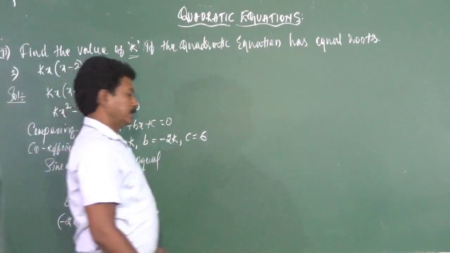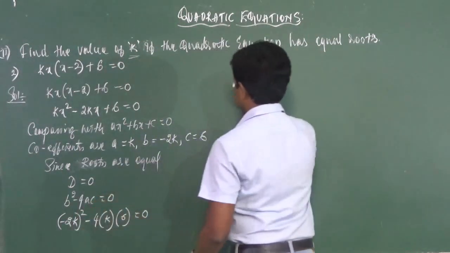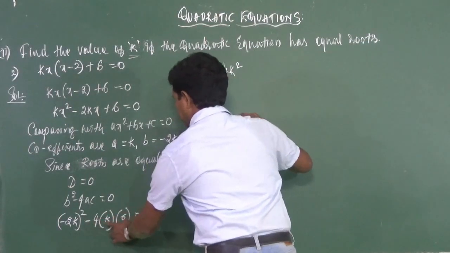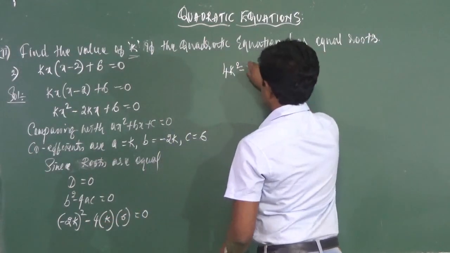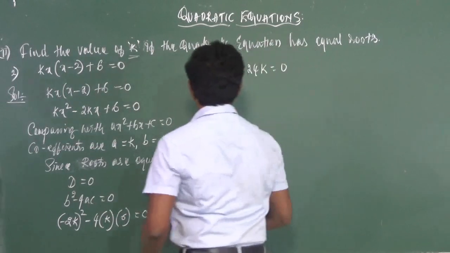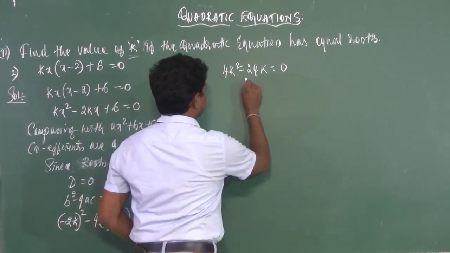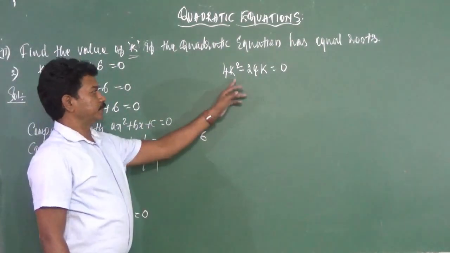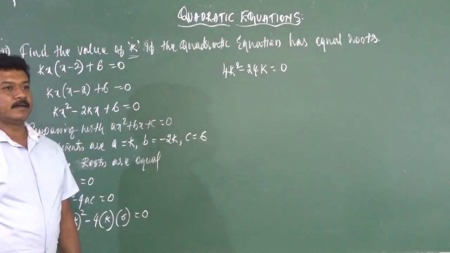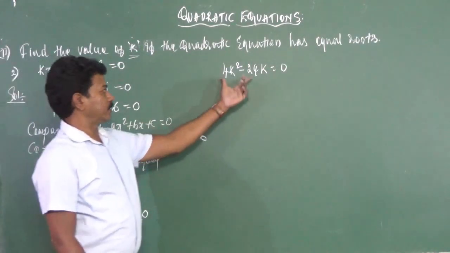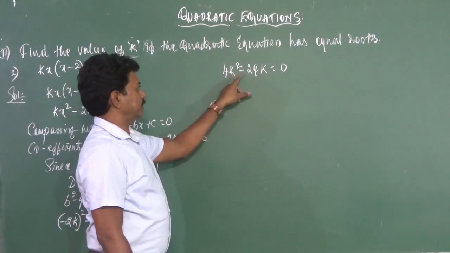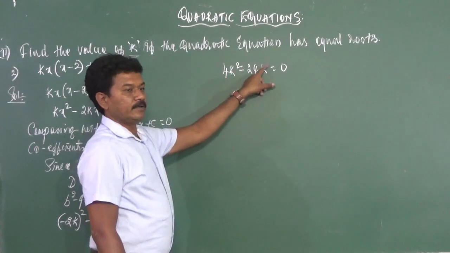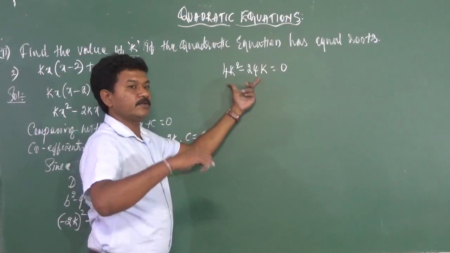We go to the next step. Minus 2k whole square is 4k square. 4 into k into 6 is 24k. So 4k square minus 24k is equal to 0. This is again an affected quadratic equation because it is free from the constant. Here k is the variable, which exists in degree 2 as well as degree 1, without constant.